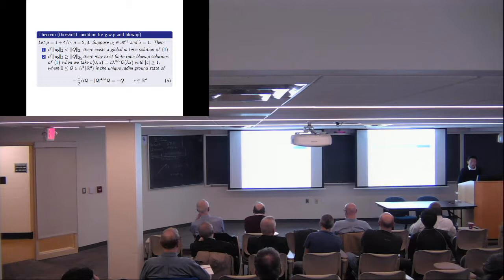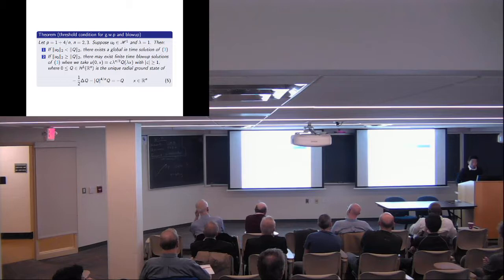There exists some initial data, for example we take initial data like this, that can lead to a finite-time blow-up. So this is the sharp condition we were looking for. And Q is actually the solution of this equation. We can solve this explicitly and find a solution. It has polynomial or exponential decay, but not Gaussian decay.